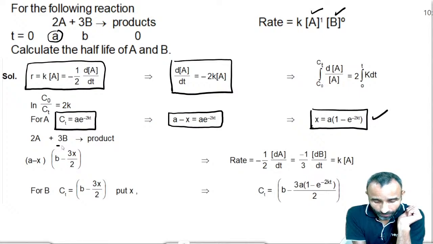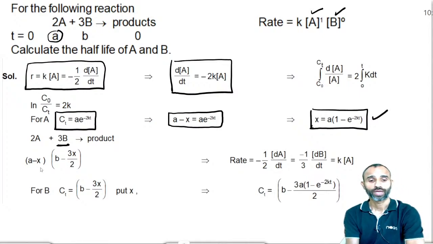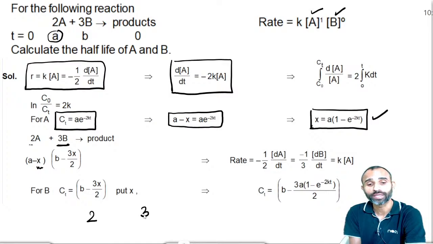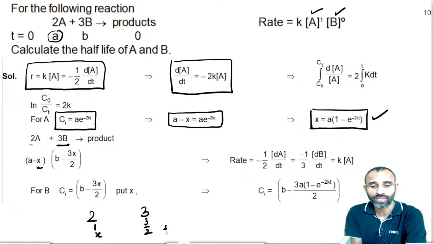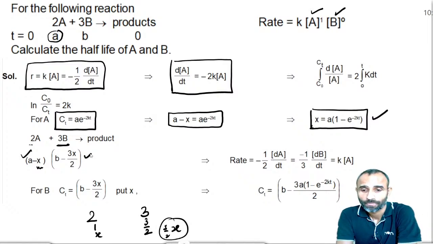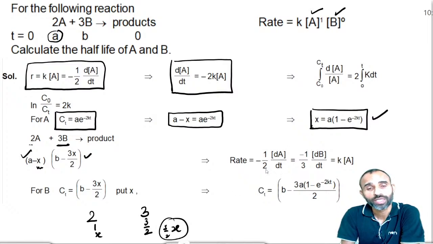Now for B, if x amount of A reacted, if 2 moles of A reacted then 3 moles of B will be consumed. For 1 mole it is 3 by 2. For x moles it is 3 by 2 x. A minus x, B minus 3x by 2. Rate remains same, minus 1 by 2 dA by dt, and it is minus 1 by 3 dB by dt equal to k.